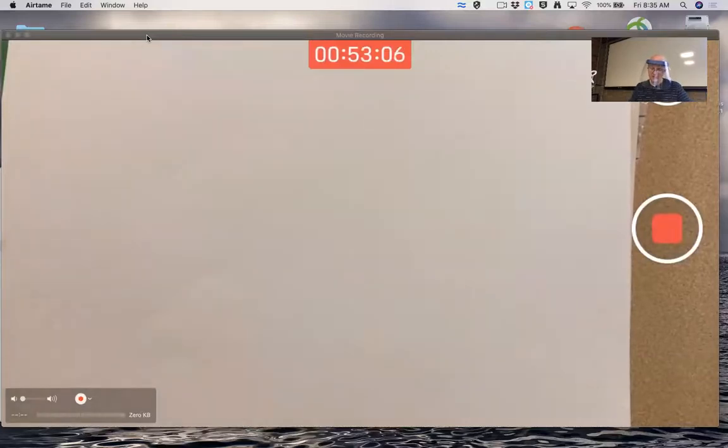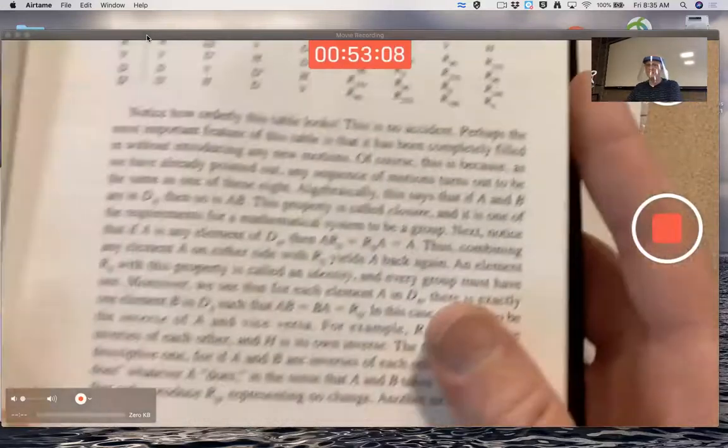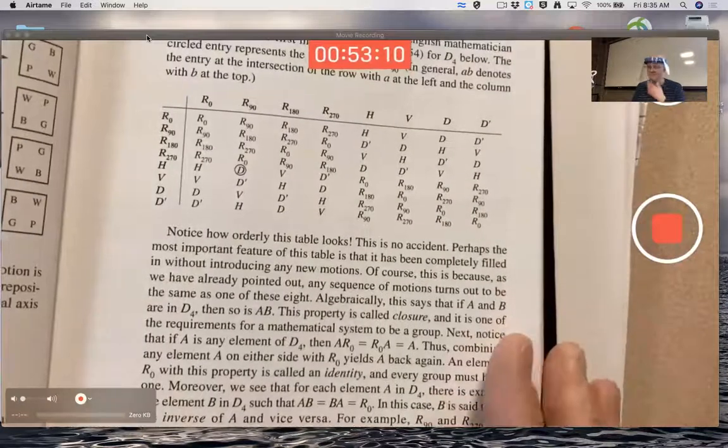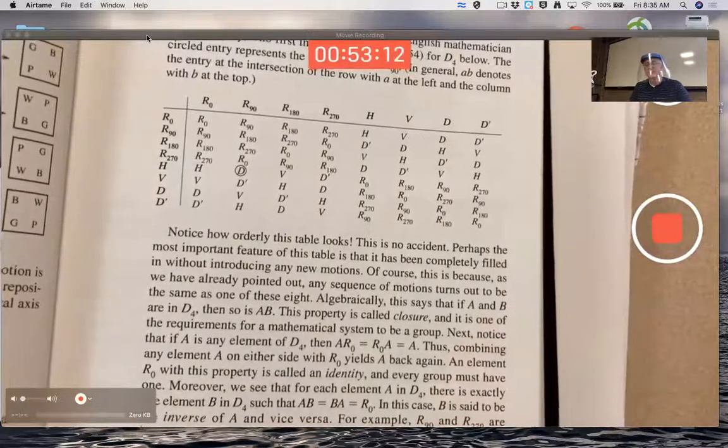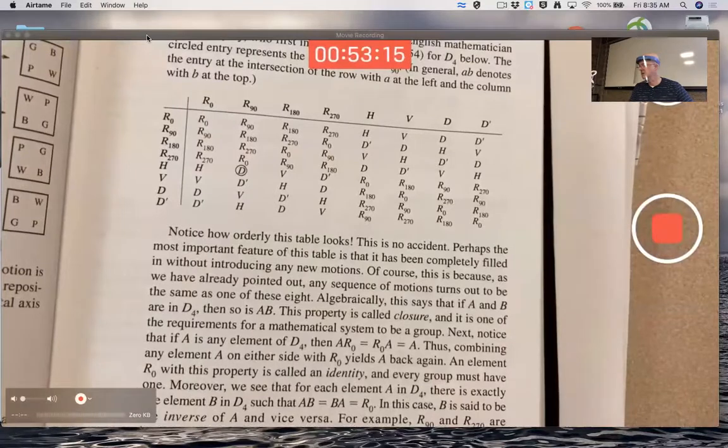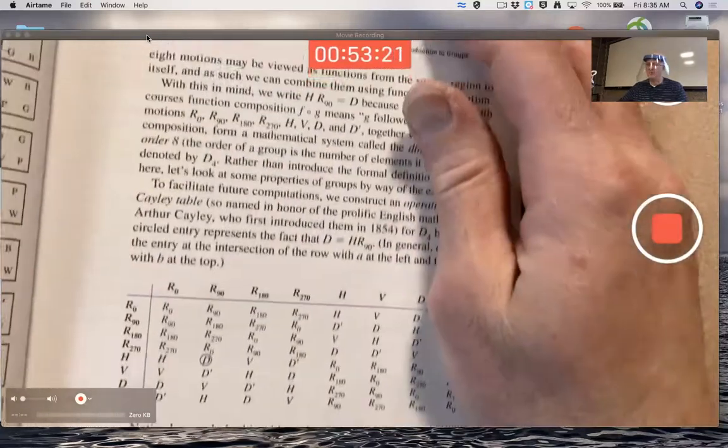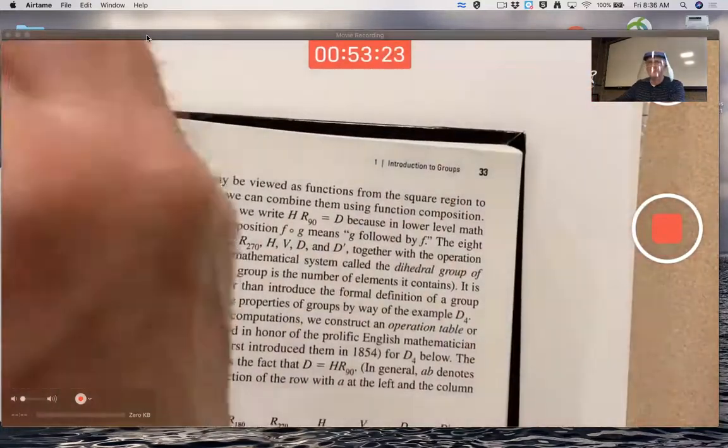Back in chapter 1. There's D8, rotation, symmetries of a square. What is a coset? Well, first of all, what is a left coset?